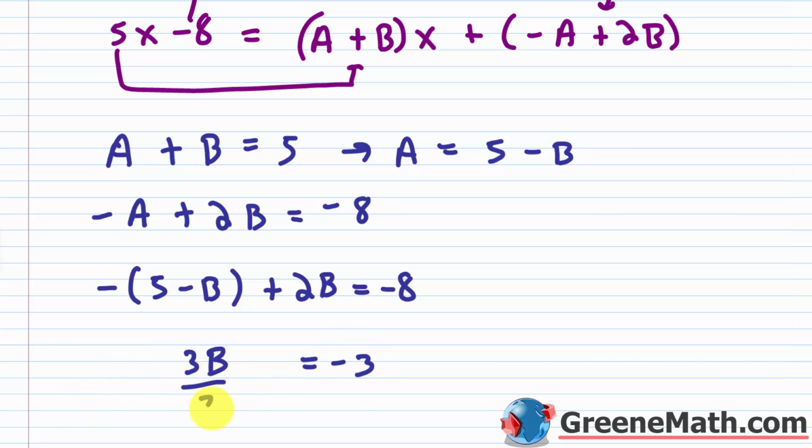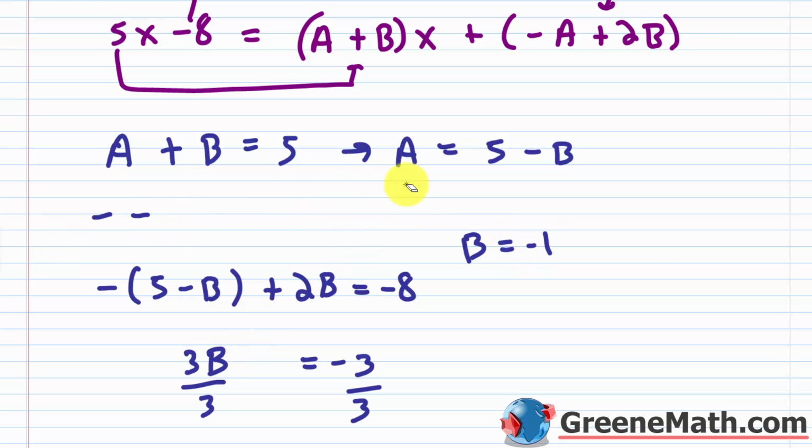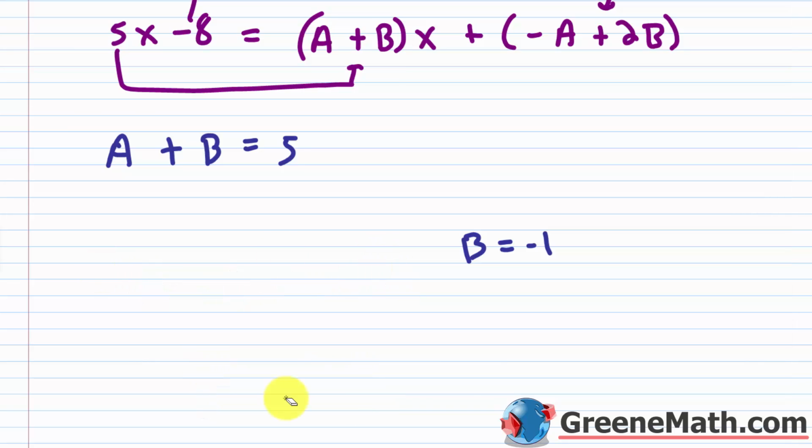If I divide both sides by 3, I'll find that b is negative 1. Okay, so let's erase everything here. We don't need any of this. So if b is -1, then what? I add 1 to both sides, and I find that a is equal to 6. So b is -1 and a is 6.